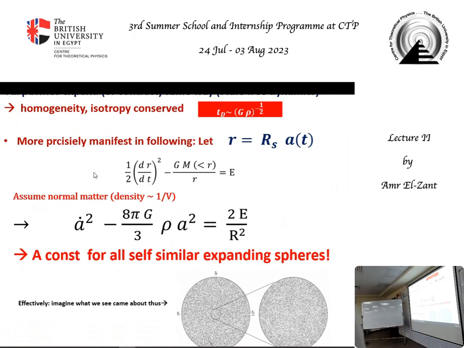Can you explain again why we wrote R as R? Because we want to get a similarity solution. We want to get that all spheres have a common solution.